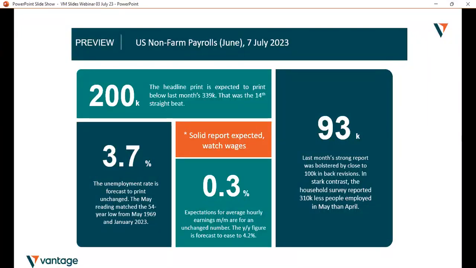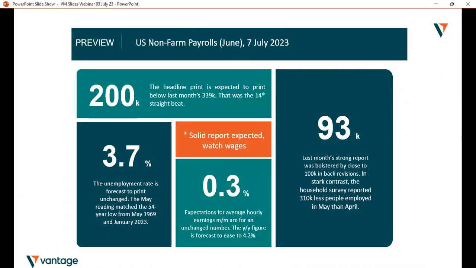Generally, though, the US jobs market has been much more resilient this year than economists and analysts have been saying. Certainly, many have underestimated the headline jobs figure, and as I've seen here, 14 straight beats. So over the last 14 months, the headline figure has beaten the estimates. And certainly this data will be a crucial factor in the Fed's deliberations when it meets much later this month, the last week of the month, in July.